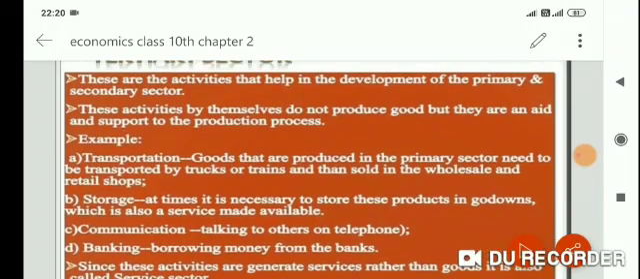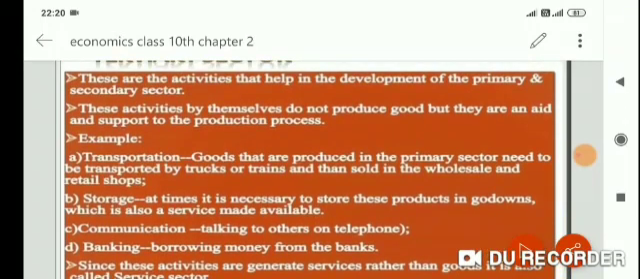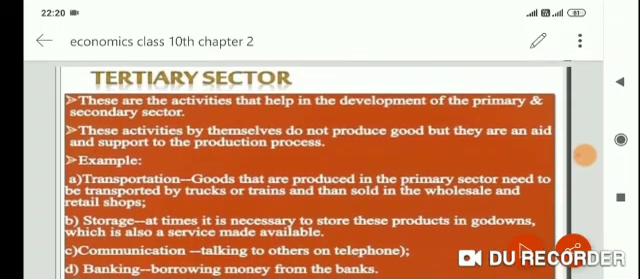There are so many examples of the tertiary sector, like transportation: goods that are produced in the primary sector need to be transported by trucks and trains and then sold in wholesale and retail shops. These activities include production and exchange of services like banking, transportation, communication and nursing. Banking is like borrowing money from banks, and communication is like talking to others on the telephone.